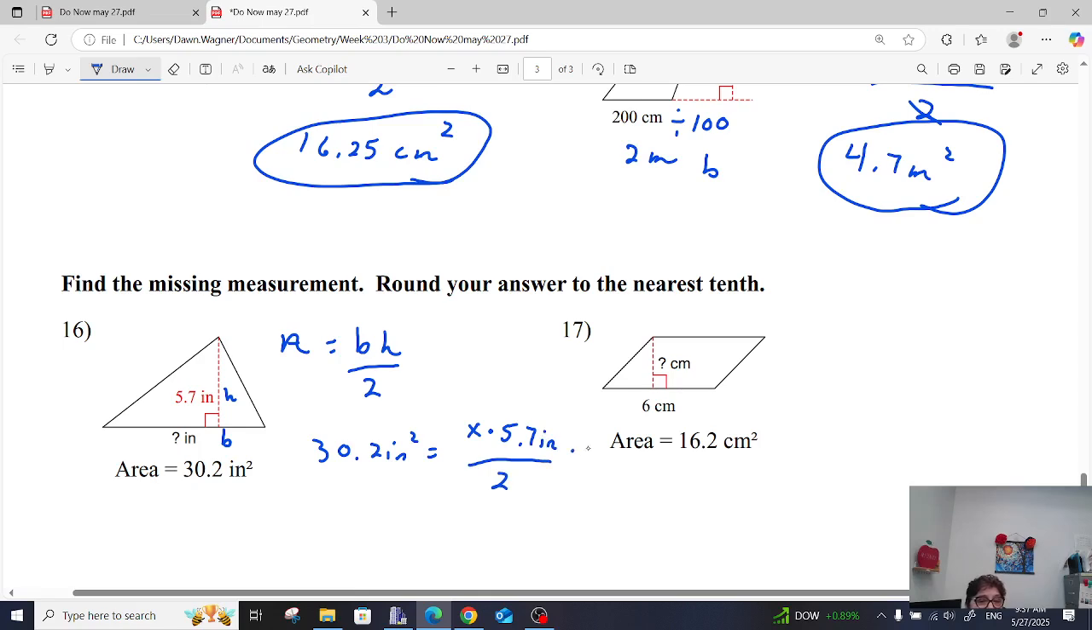You can multiply by 2 on both sides to clear the fraction, and you would get 60.4 is equal to, and I'm just going to put the coefficient in front, and this is inches squared, and this is inches, and this is x. You divide by 5.7. And what do we get when we divide by 5.7? What does x equal?